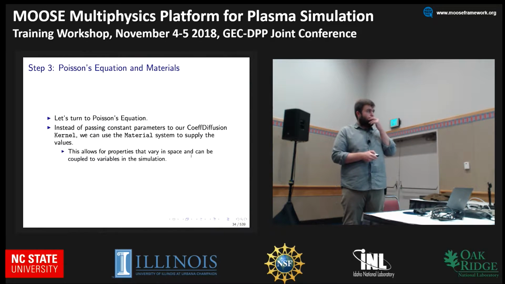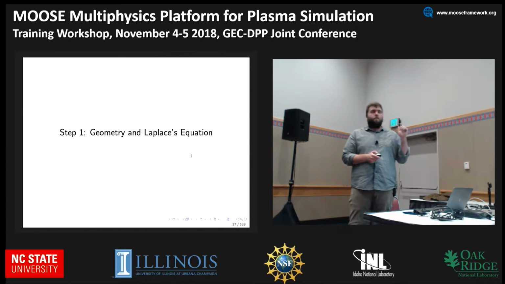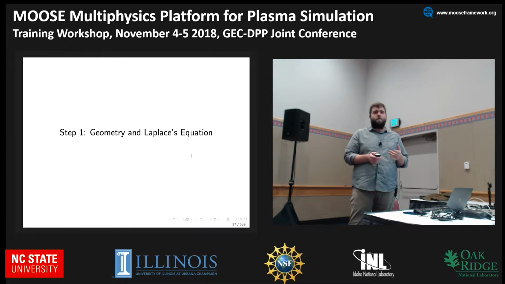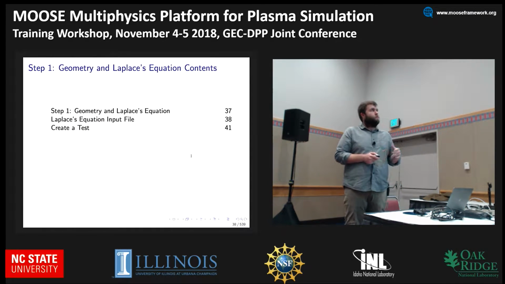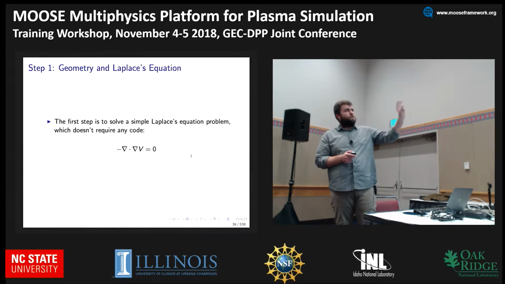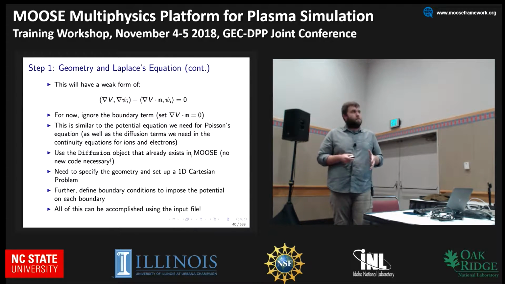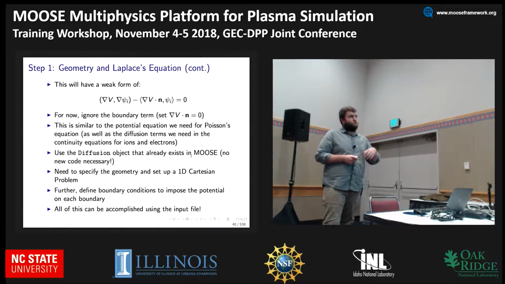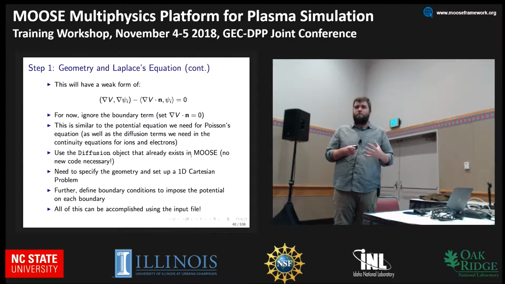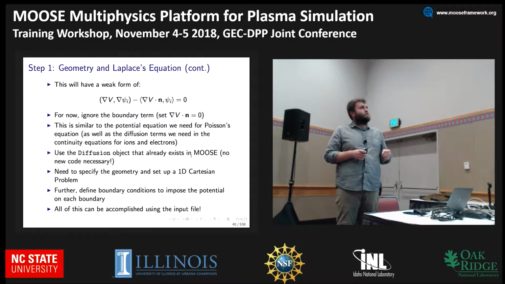So let's continue on to the first step. For this part of the talk, we're going to be discussing geometry and setting up Laplace's equation in MOOS. First, what's our problem? We've got the standard Laplace's equation, and to do that in MOOS, we don't need to write any code. You might remember the weak form discussion I was talking about earlier, taking the strong form of your equation, the form that's written down on paper, and converting it into something that's more amenable to finite elements.